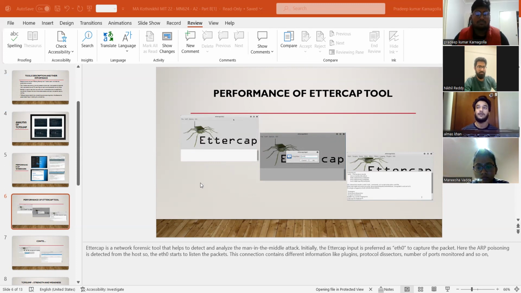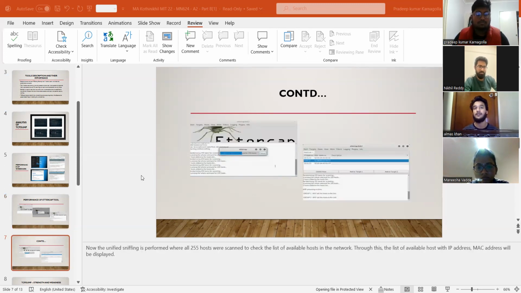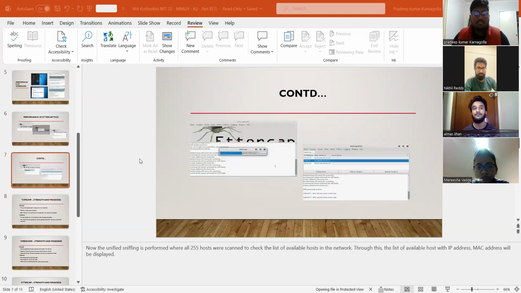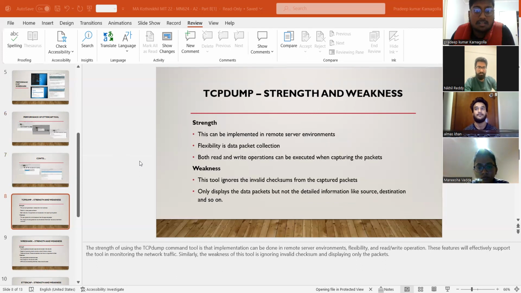The rest is going to be discussed by my teammate Pradeep. Pradeep. So, hello. Now I'm going to discuss about TCP dump. So we have seen that teammates Nikhil and Almas were explaining about this three.